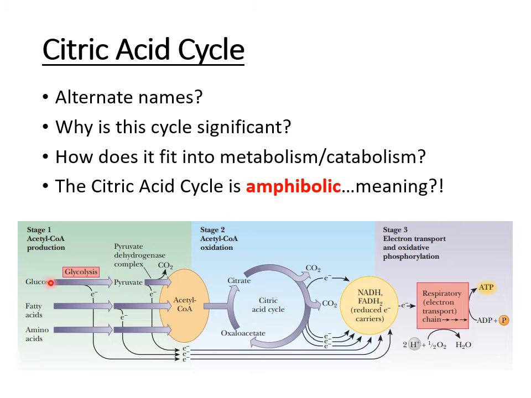Now, even though I keep saying catabolism, or the breakdown of these molecules, the citric acid cycle is actually amphibolic, which is a fancy way of saying it plays a role in both catabolic and anabolic pathways, because some of the molecules included in this cycle end up being starting points of biosynthetic pathways, meaning anabolic pathways as well, so not just the breakdown.